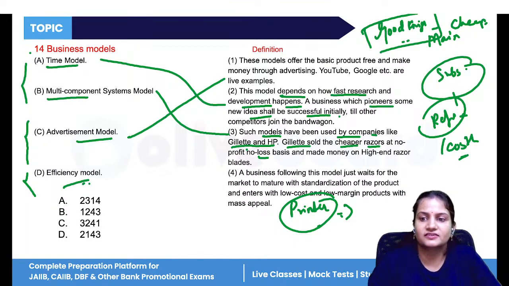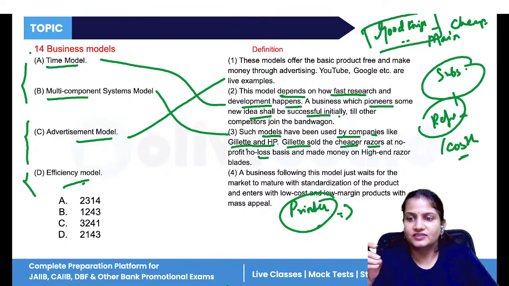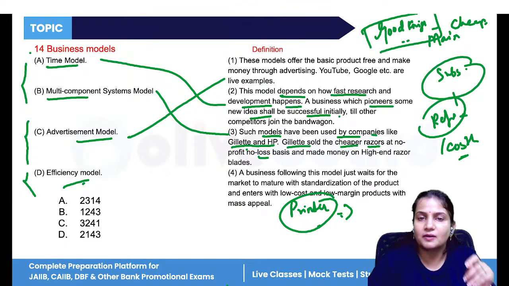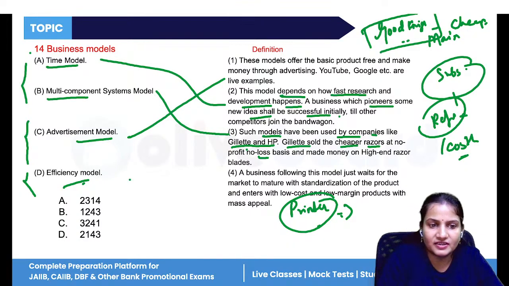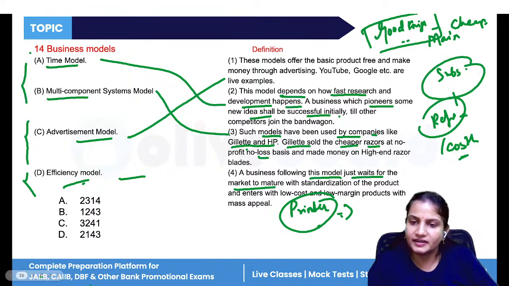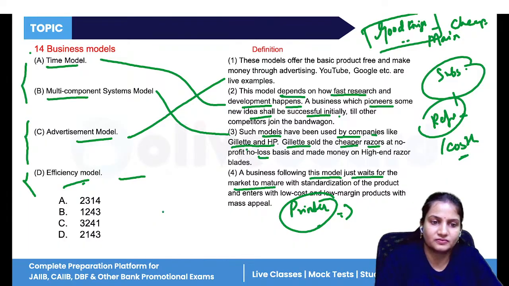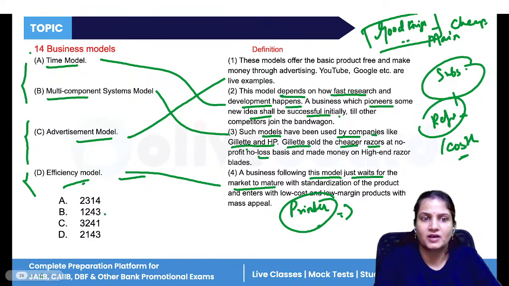And efficiency. Efficiency says that the company will wait for the right time. When the right time comes, only then will the company increase the sales. So the business efficiency model just waits for the market to mature. When the market gets mature and the products reach a high standard, only then will they enter with low cost, and then they will make their products high. First, they will enter with their cheap product, and then gradually they will make the costing of the product higher. That is efficiency.